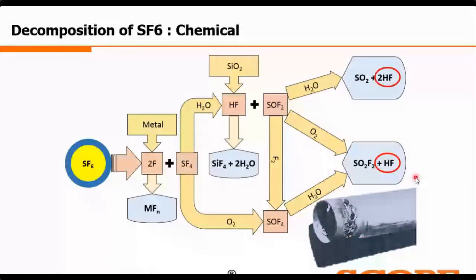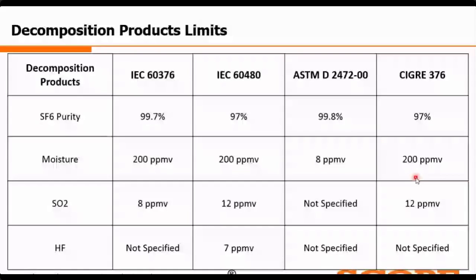So this is the decomposition scheme of SF6. This is how the reaction is happening. Next, we will see what the decomposition product limits should be, because we all know that the main decomposition products are SO2 and HF. Because of that, corrosion in the metal starts to happen.